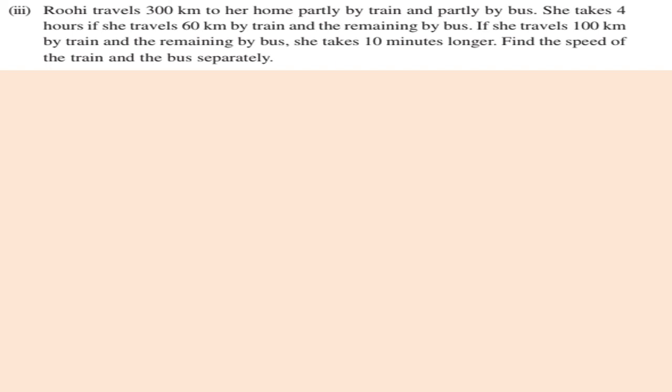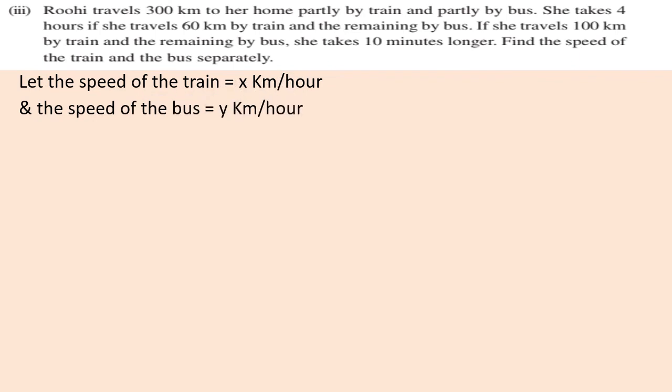Here, a mathematical situation is given. We have to frame the equations. For framing the equations, first we have to find the two unknowns. Here, the speed of the train and the speed of the bus are the two unknowns we have to find. So let the speed of the train equal x kilometers per hour and the speed of the bus equal y kilometers per hour.